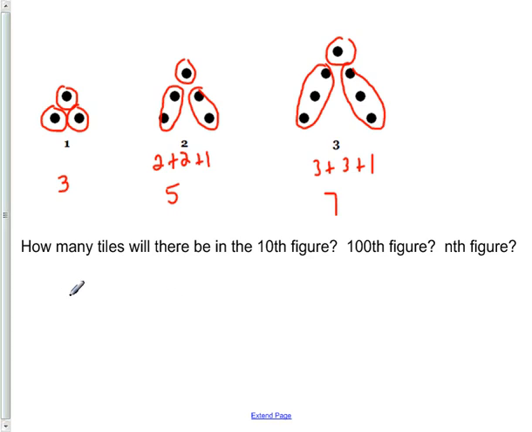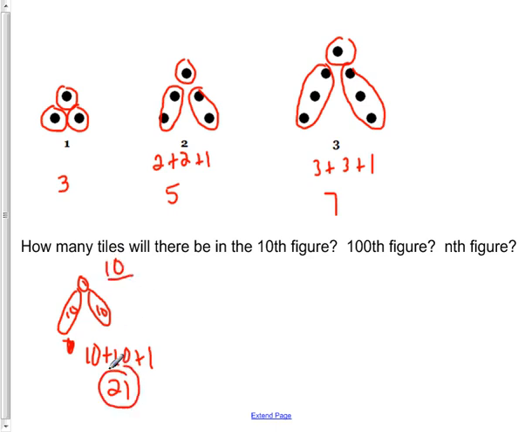So in the 10th figure, we're probably going to have 10 on the left, 10 on the right, and then 1 up here. So it'd be 10 plus 10 plus 1, and we get 21. So in the 10th figure, there would be 21 little dots. In the 100th figure, same kind of pattern. There'd be 100 and 100, and then 1 sticking out here on the top. So 100 plus 100 plus 1 is 201.